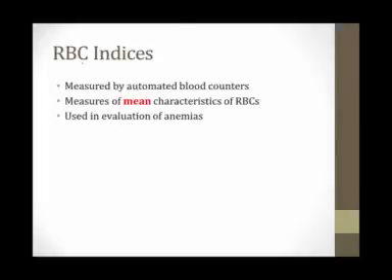Another standard set of measurements used to assess the red cells are called the red blood cell indices. These are measurements made by an automated blood counter, and they are measures of the mean characteristics of a red blood cell. So the tests I talked about on the last slide are measures of the total amount of red cells or hemoglobin. In the case of red blood cell indices, what we're saying is, what does the average red blood cell look like? How big is it and how much hemoglobin does it have? And these tests are very important in the evaluation of anemias, as we will see.